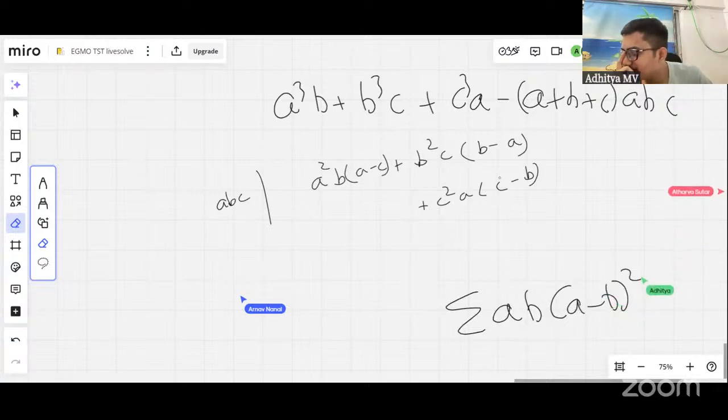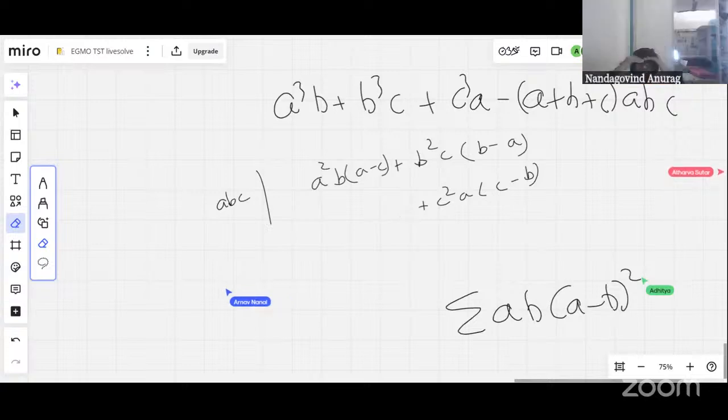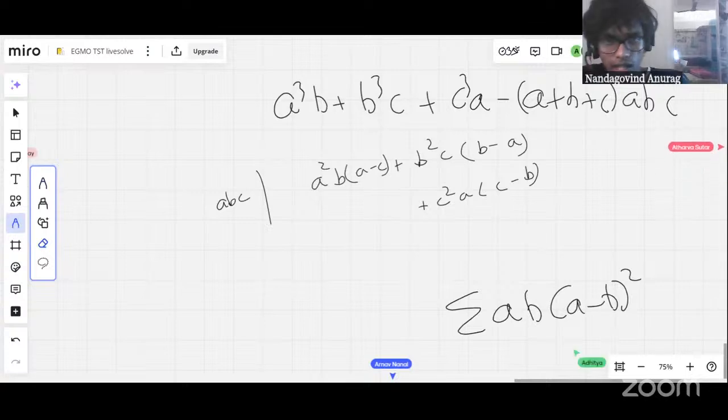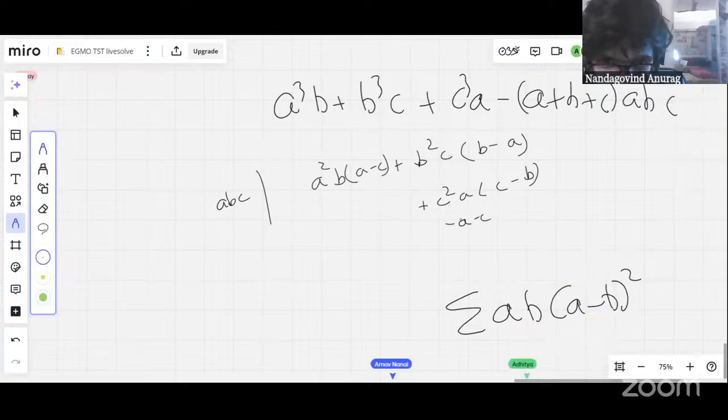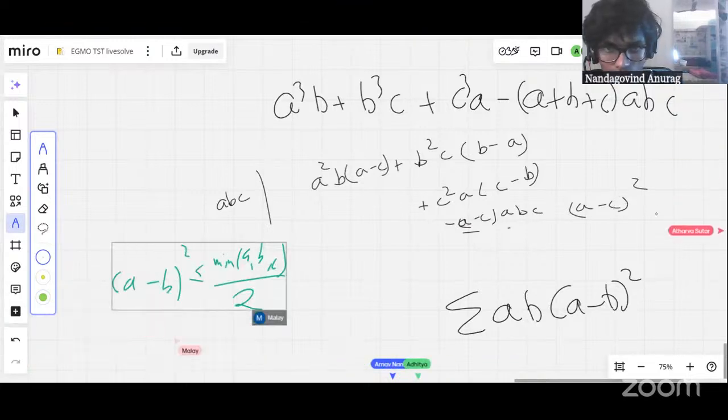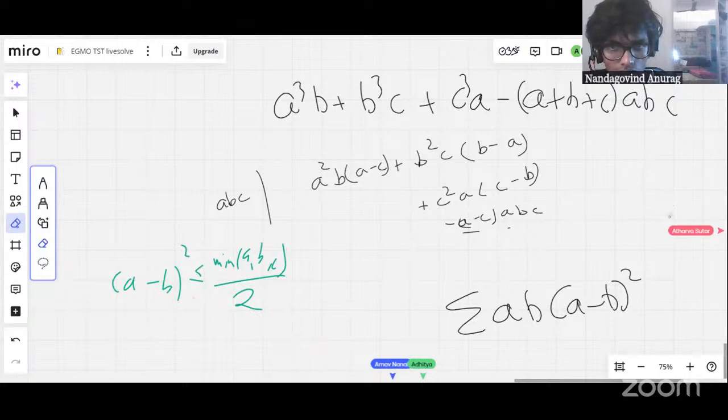This is not exactly fine. We don't have ABCs here. The extras are A square B square plus B square C square plus C square A square, and that's not what we want. I was thinking we subtract A minus C times ABC. Now I take A minus C and AB out, so I have another A minus C term. So this is just A minus C squared times AB, right?